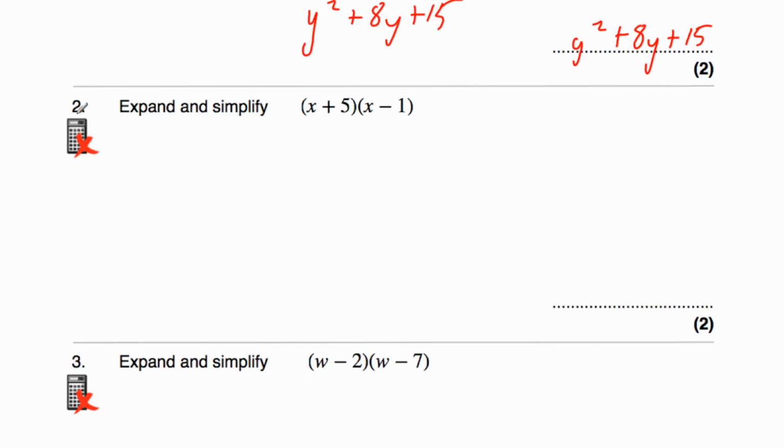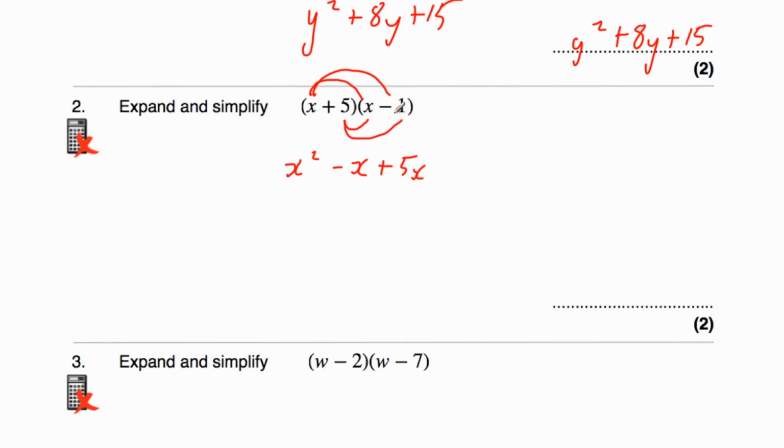So let's have a look at question number 2. Question number 2 says expand and simplify x plus 5, x minus 1. So we need to multiply everything in the second bracket by everything in the first bracket. So we're going to do x times x, that's x squared. Then x times minus 1, that's minus 1x, or just minus x. Then 5 times x, that's 5x, so plus 5x.